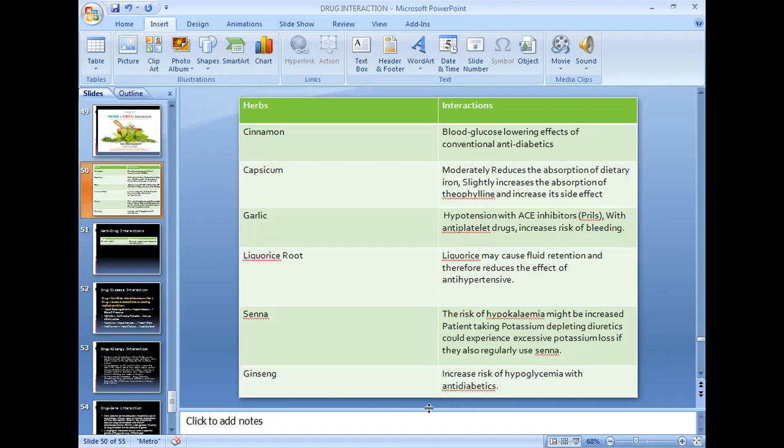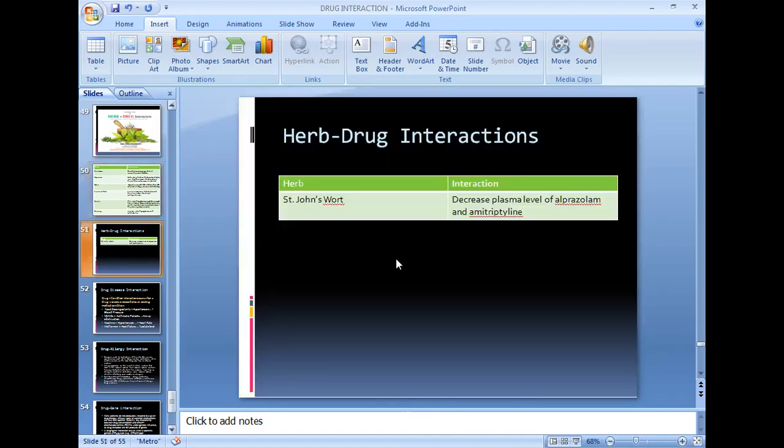You can see, when taken with an anti-diabetic drug, there will be an increased risk of hypoglycemia due to a synergistic effect. St. John's wort is responsible for decreasing the plasma level of antidepressant drugs like alprazolam and amitriptyline.